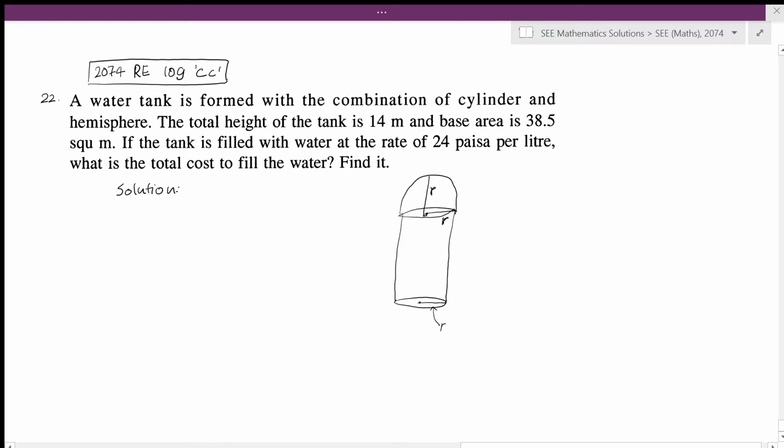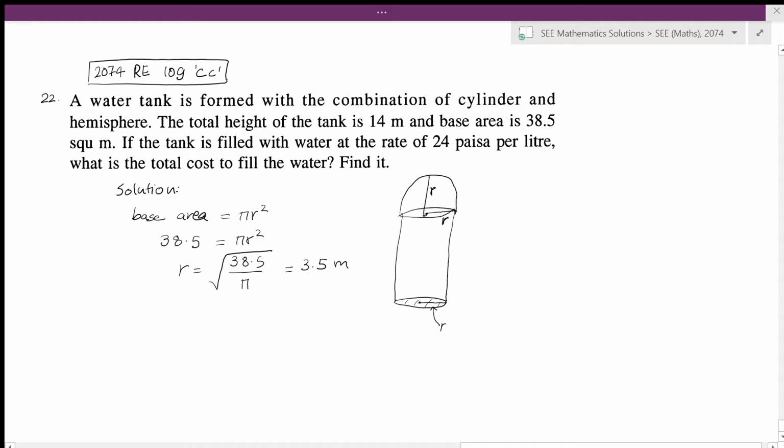What we are given is the base area. Base area means area of this part, right? It's a circle, so base area is equal to pi r square, and it is given as 38.5 meter square, equals pi r square. So r is equal to the square root of 38.5 divided by pi, which gives radius is equal to 3.5 meter.